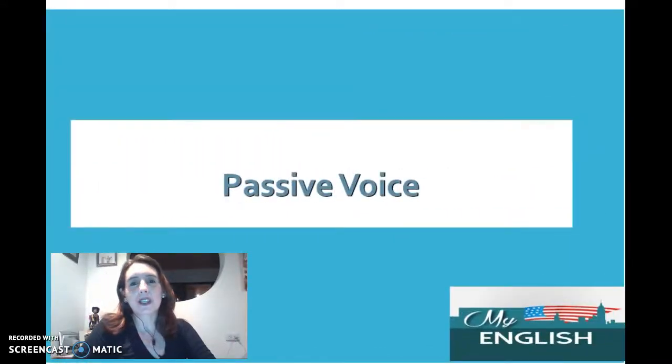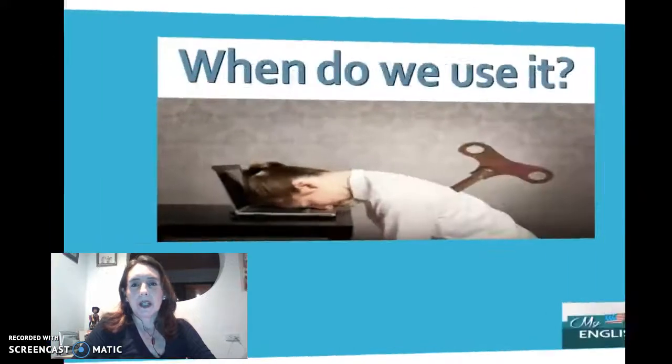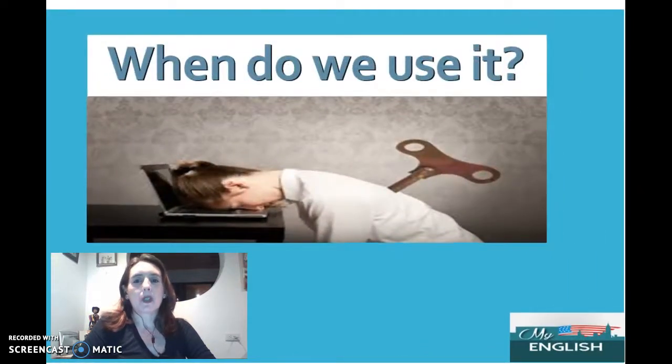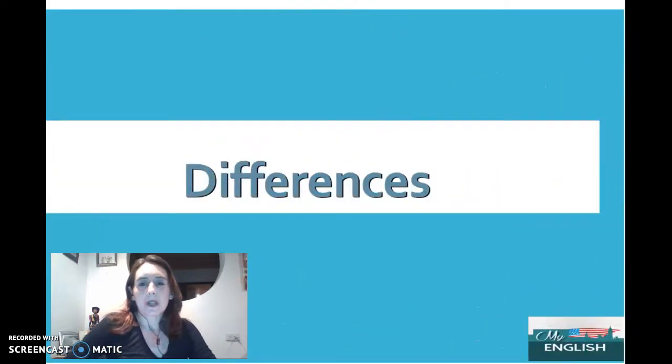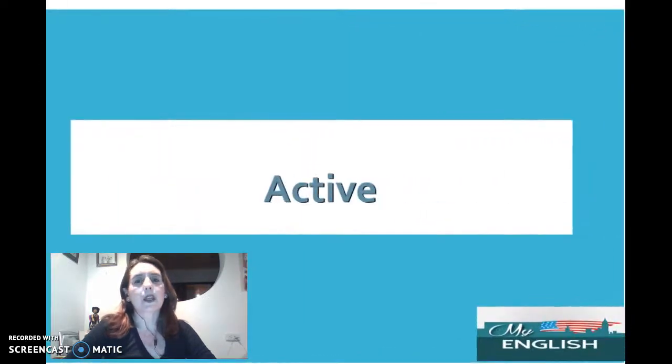Today we're going to be checking the passive voice. As always, the first question that we need to ask is, when do we use it? Now, to start thinking about that answer, we need to establish some differences. And the first one is, what is an active voice?